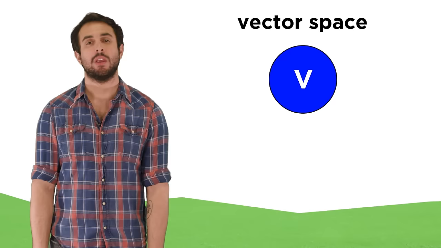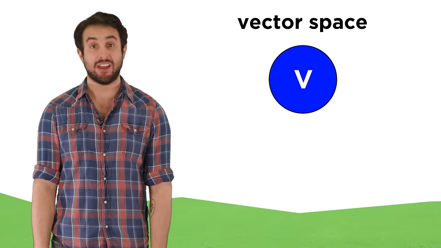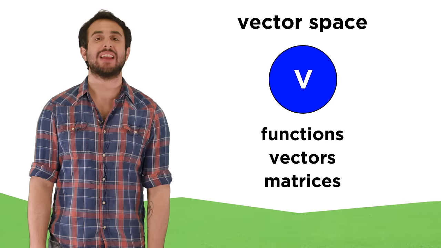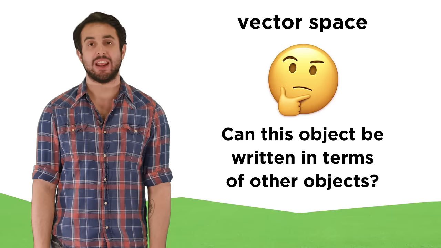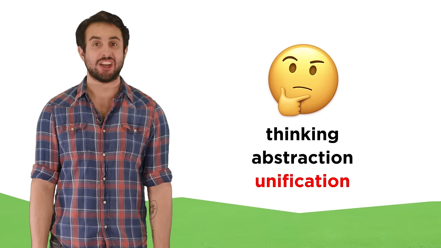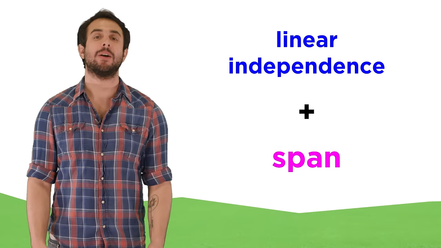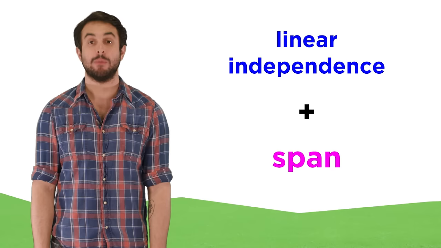So vector spaces and related concepts certainly may seem abstract, and they are, but they are useful because they allow us to unify things like functions, vectors, and matrices so that we can use the same set of tools to answer certain questions. Questions like, can this object be written in terms of other objects? This type of thinking, abstraction, and unification is prevalent in advanced mathematics, so we should probably just get used to it now. With linear independence understood, we can move on and combine this with the concept of span to form another key concept. But first, let's check comprehension.